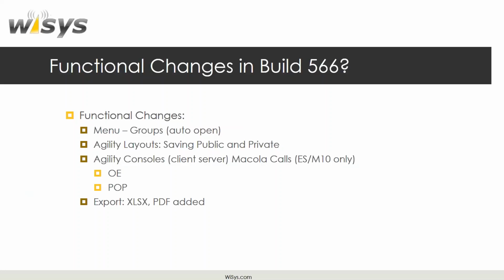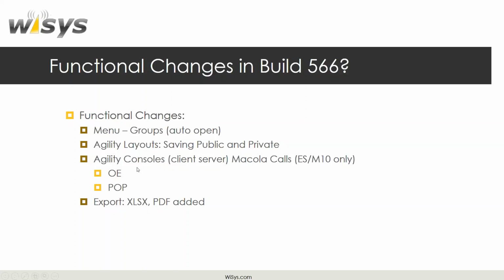We'll continue on with some of the functional changes and how the menus are going to work a little differently. We have some new options to manage group menus. We have the ability to work with your layouts. Those of you that have been using Agility for years may have a number of different layouts. We have a new way of making those public and private so that they can be shared, and maybe things that have special data in them only one or two people need to see.